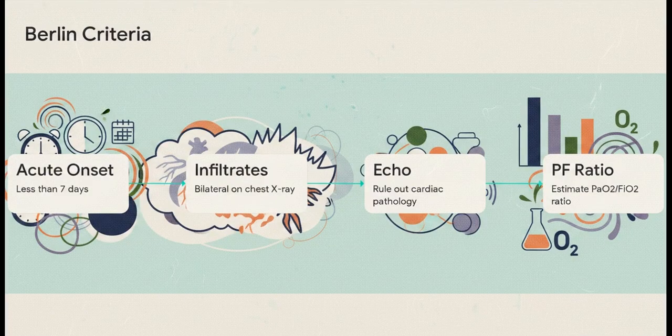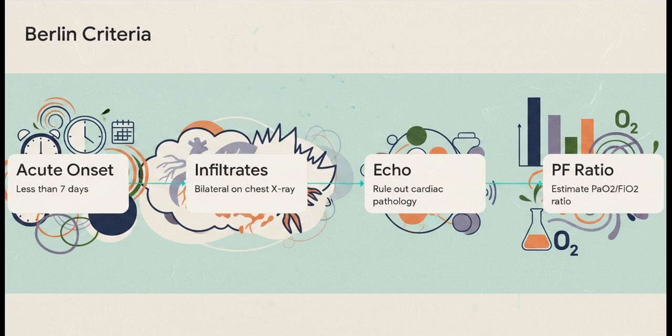So you can't just walk up to a bed and guess a patient has ARDS, right? You've got to prove it. And we do that using the Berlin criteria. It's a non-negotiable checklist with 4 specific points you absolutely must hit. First up, the onset has to be acute. We're talking less than 7 days. Second, you need to see bilateral infiltrates on that chest x-ray.